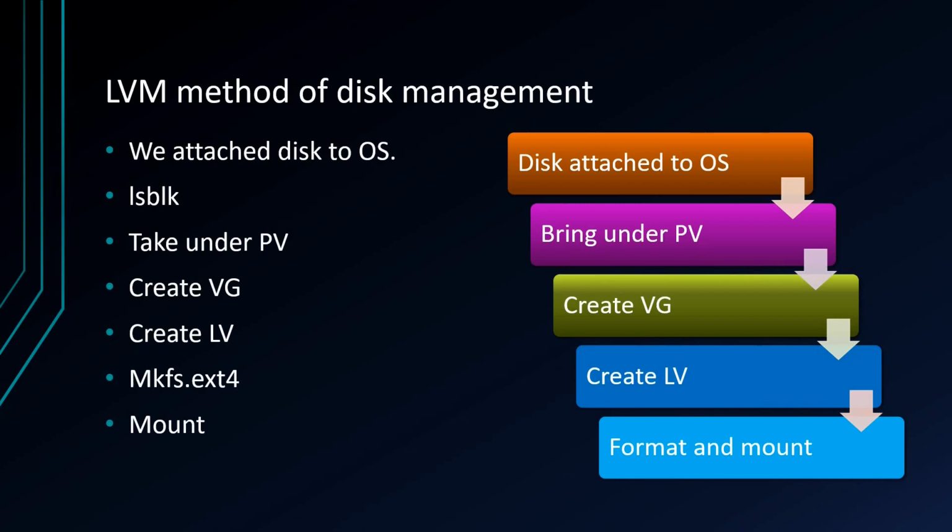So first we'll create a PV, physical volume, then a VG, volume group, then an LV, logical volume. So the architecture is like that. First we create a PV, over a PV we create a VG, over a VG we create an LV, and then we will be able to format.